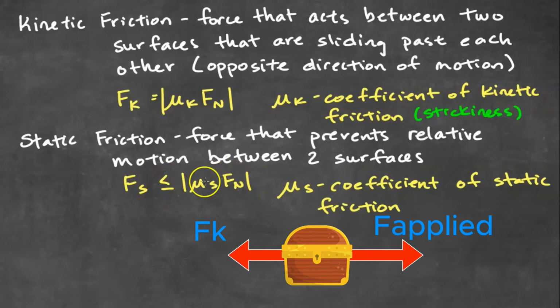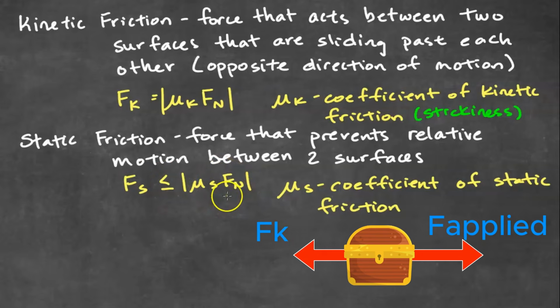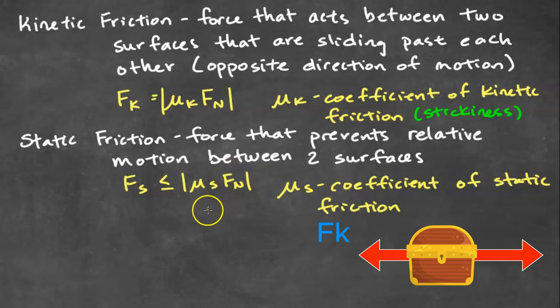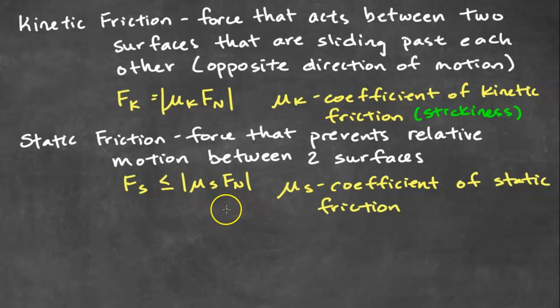This is what we call the maximum static friction. But if you only push the object with a little bit of force, then you're going to have a little bit of static friction in the opposite direction, balancing the forces. But once you go above mu s times Fn, then the object will start to move.